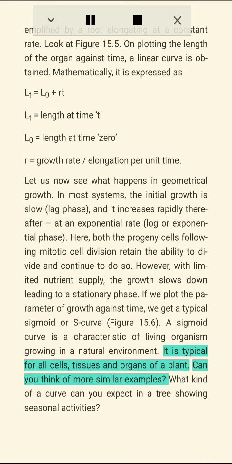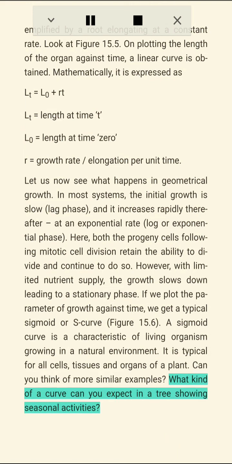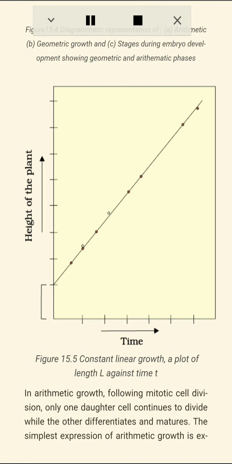A sigmoid curve is a characteristic of living organisms growing in a natural environment. It is typical for all cells, tissues, and organs of a plant. Can you think of more similar examples? What kind of a curve can you expect in a tree showing seasonal activities? Figure 15.6 An idealized sigmoid growth curve typical of cells in culture and many higher plants and plant organs.